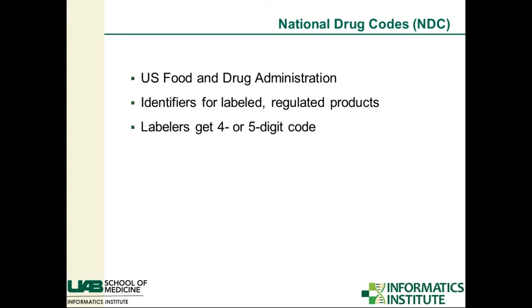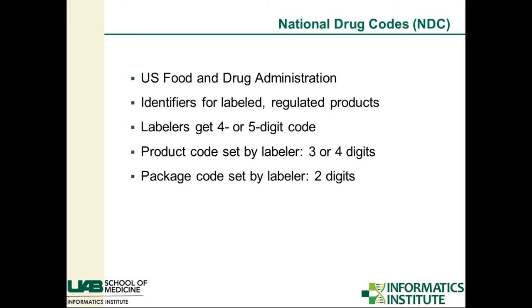Another common drug terminology is the National Drug Codes. Those are the drug codes that are applied to what they refer to as labeled products, so things that are sold in the U.S. that are regulated by the FDA have an NDC code that's provided by the labeler. The U.S. Food and Drug Administration does not create the codes. They let the labeler do it. So they give the labeler a labeler code, a 4 or 5-digit code, and then the labeler adds to that code based on what the product is and what the package is.